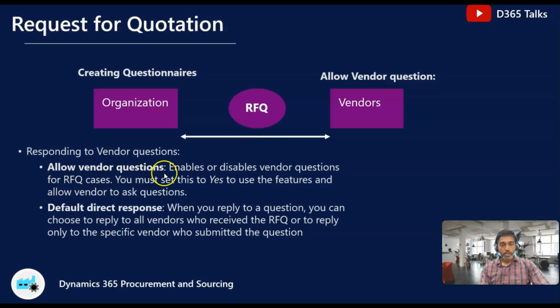So allow vendor RFQs enables or disables vendor questions for RFQ cases. You must set this to yes to use the feature and allow vendors to ask questions. So unless you enable this parameter, you will not be able to allow the vendors to ask questions relevant to that particular RFQ. And at the same time, there is another option called default direct responses. When you reply to a question, you can choose to reply to all vendors who received the RFQ, or you can choose to reply only to a specific vendor, or you can make this a group reply or a group answer to all the vendors to whom you have floated the request for quote, right?